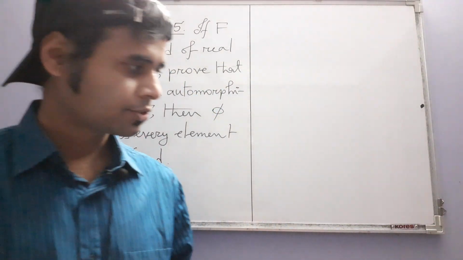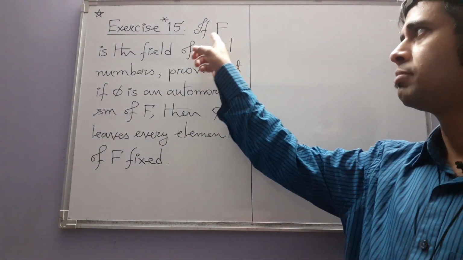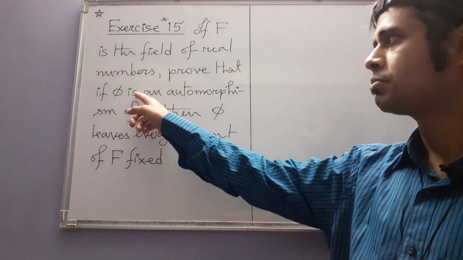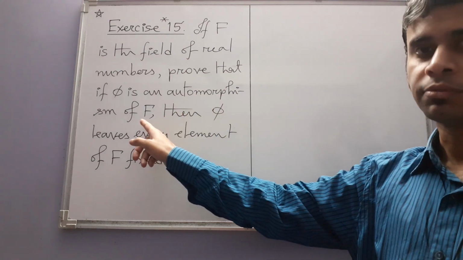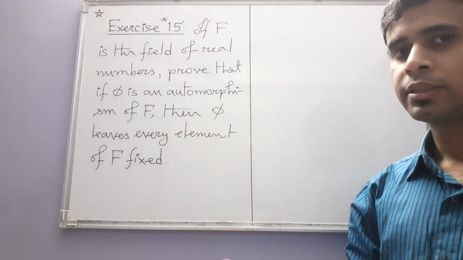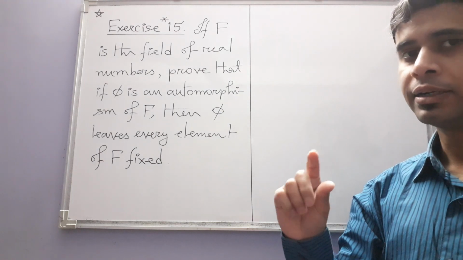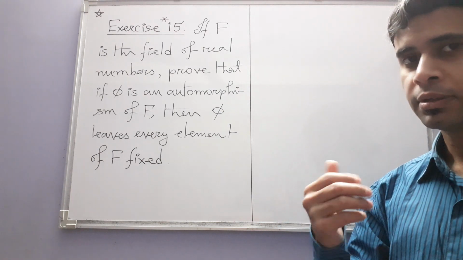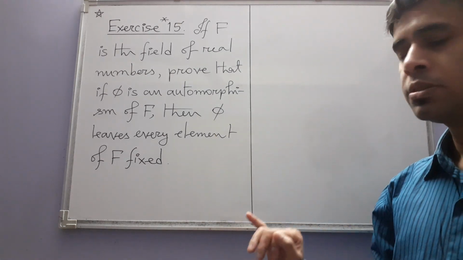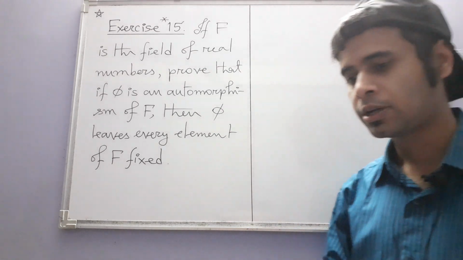Okay, so the next one is 15, and in this one we are given f to be the field of real numbers. Now we have to prove that if phi is an automorphism of f, then phi leaves every element of f fixed. In other words, here we have to prove that the field of real numbers has only the identity mapping as an automorphism, or in other words, that the automorphism group of the field of real numbers is the trivial group. So let's see the solution.